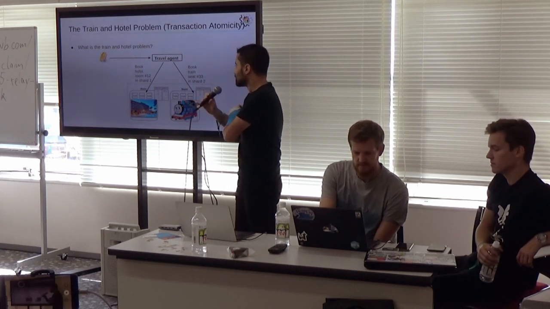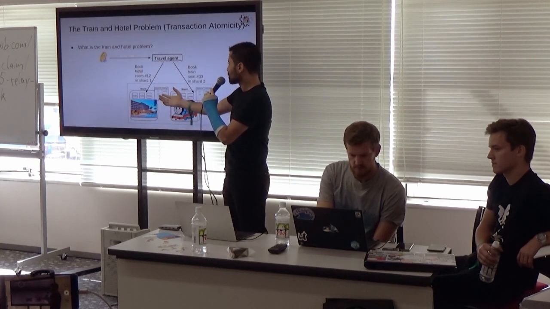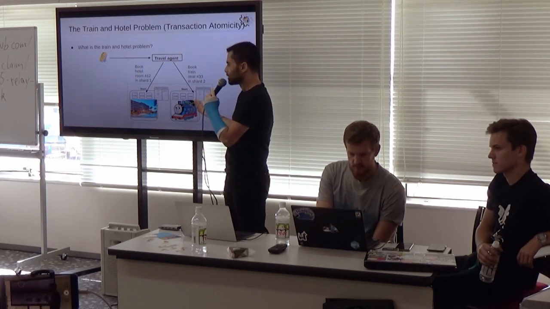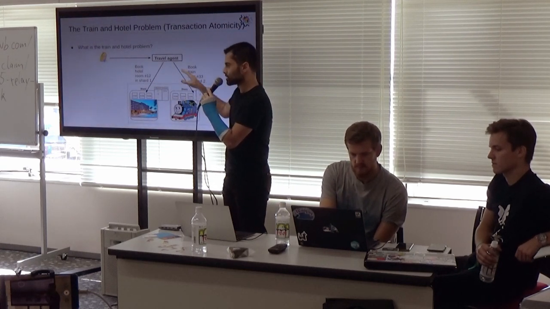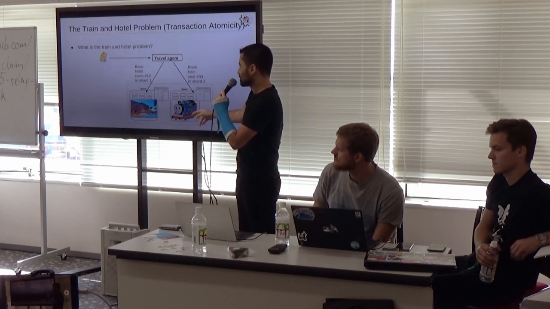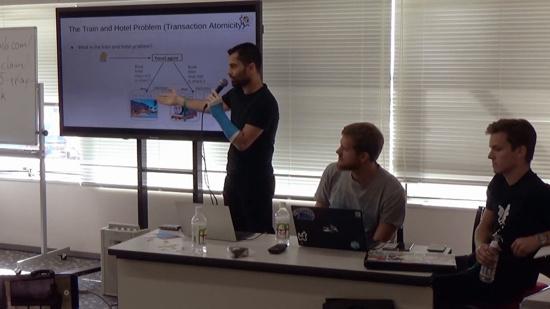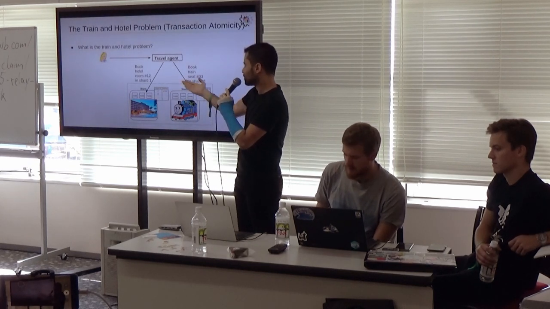Okay? But the key thing here is that Alice wants to book both the hotel room and the train seat. We don't want to end up in a situation where one of those transactions failed. Because if the train seat transaction fails, then Alice has a hotel room but no way to get to it. Or if the hotel fails, then she has a train seat but no place to stay.